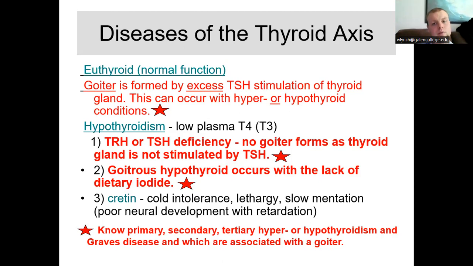Then we could have goitrous hypothyroid, which is going to come from dietary deficiency. So if we have a dietary lack of iodine, this is going to be where the thyroid itself doesn't have the ability to make thyroid hormone. So we have increased TRH and TSH because they are trying to stimulate the thyroid gland to make more thyroid hormone, but thyroid hormone cannot be made because we don't have sufficient external intake of iodine. Finally, we have a cretin. So hypothyroidism and cretinism is going to be a disease where we have cold intolerance, lethargy, and mental retardation.